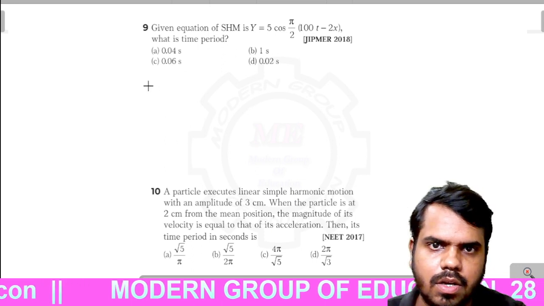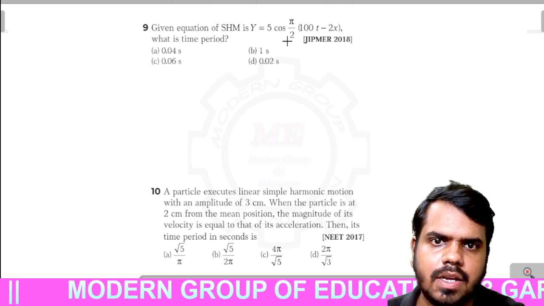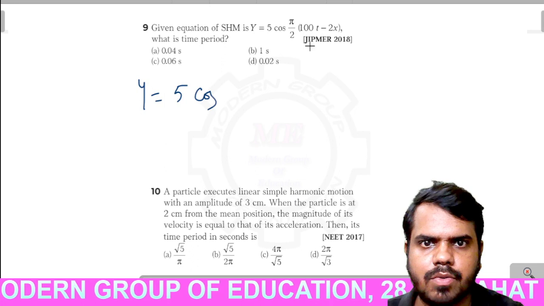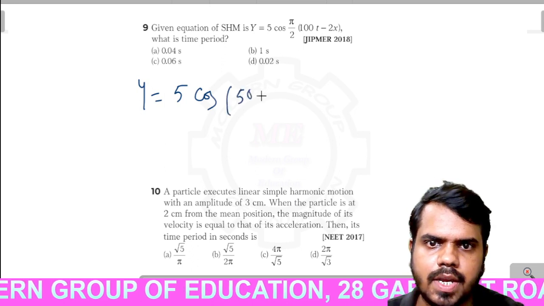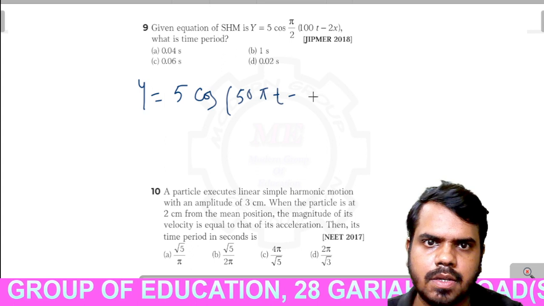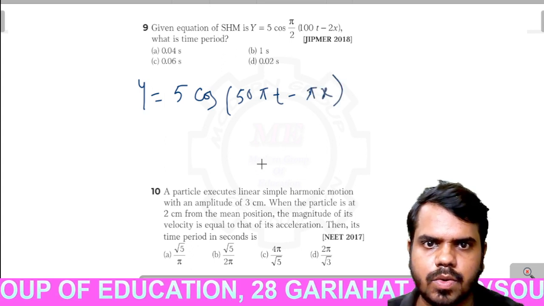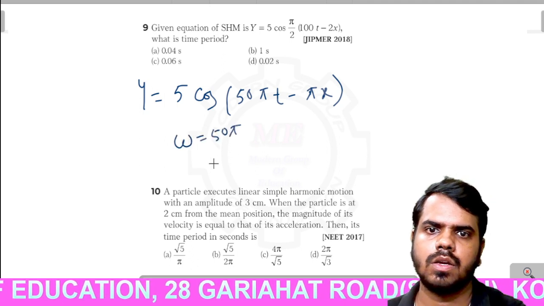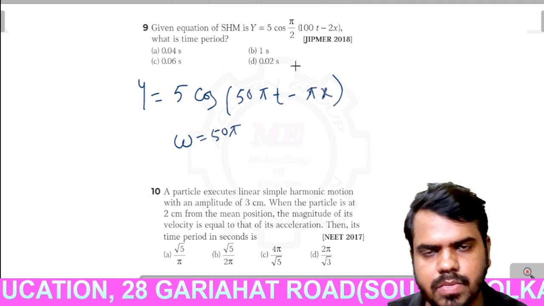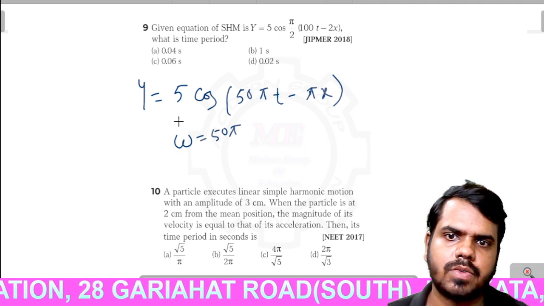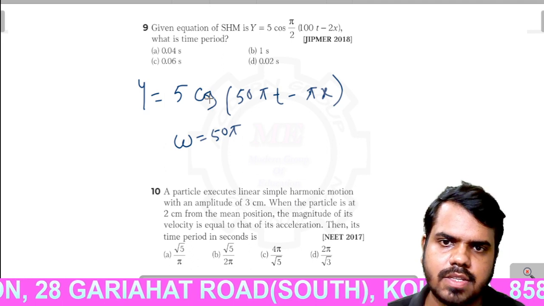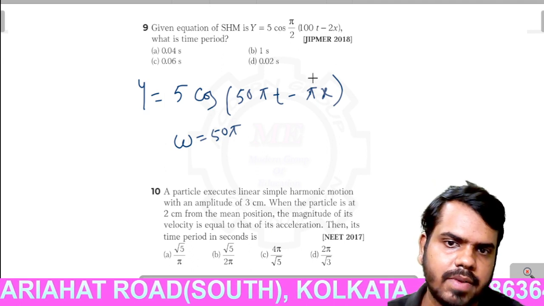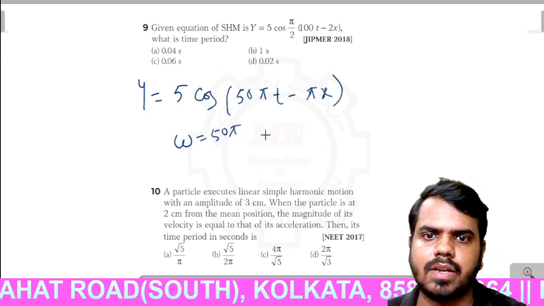Okay, now from this equation it is clear that y is equal to 5 cos. If we multiply with pi by 2, then it will be 50 pi t minus pi x. So it is cos omega t, that means omega is equal to 50 pi. I have multiplied these values because the general equation is y equal to a cos omega t. So you have to write it as a cos omega t or a sin omega t. For that you have to multiply this value with the inner values. So omega is 50 pi.